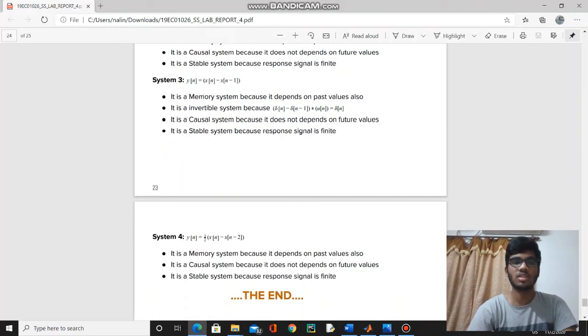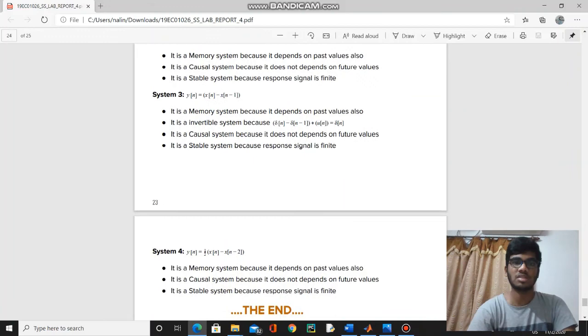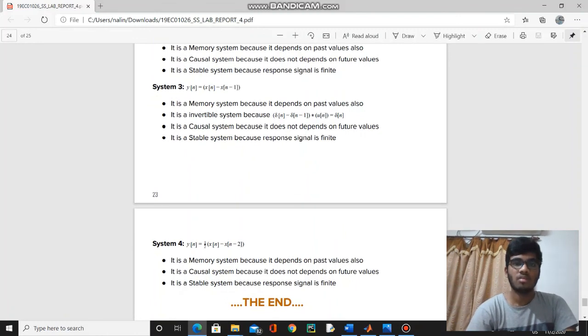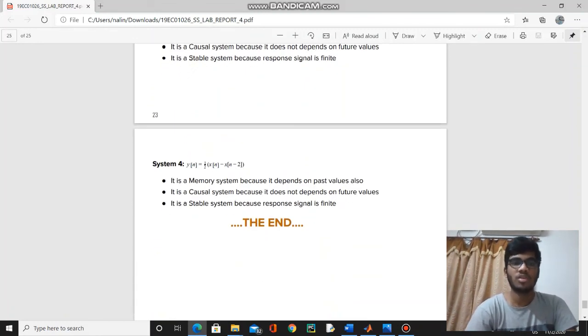Similarly, we can define the properties of systems 2, 3 and 4. System 2 is a memory system, causal system, stable system. System 3 is a memory system, invertible system, causal system and stable system. And system 4 is a memory system, causal system and a stable system. With this we have completed our fourth experiment of the signals and systems lab.